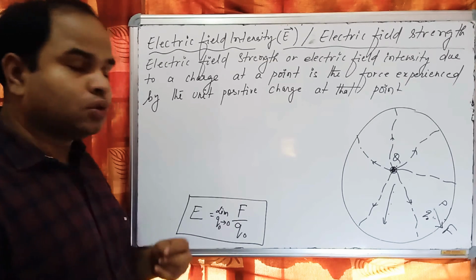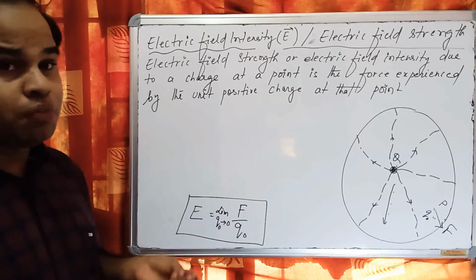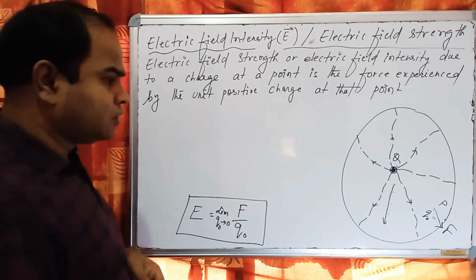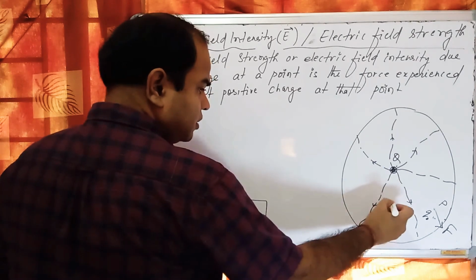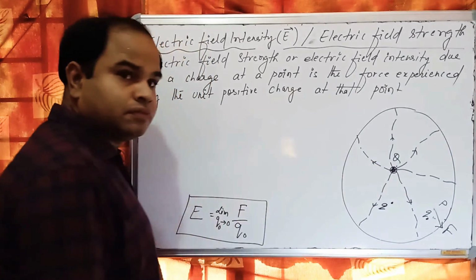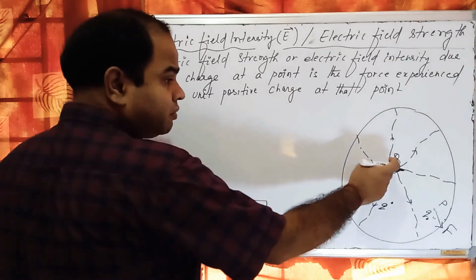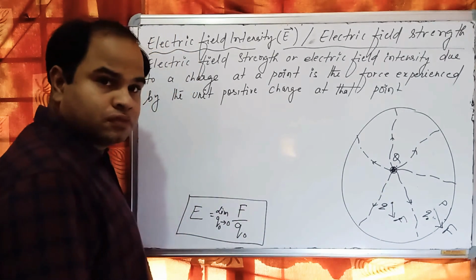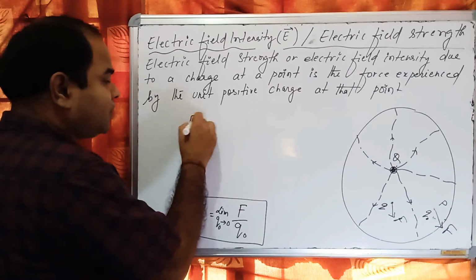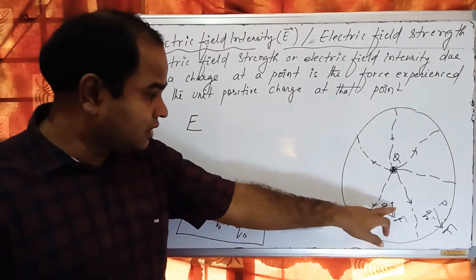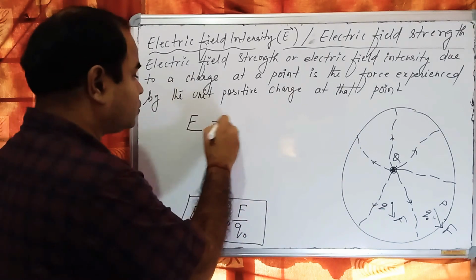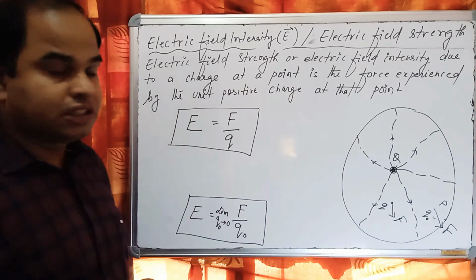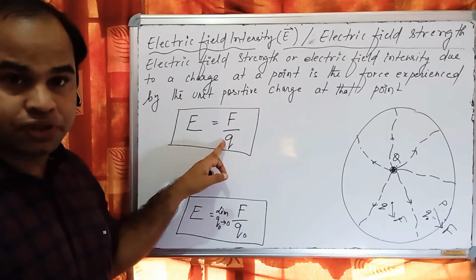Even if we put a unit positive or negative charge, it will also experience a force. Let us put a unit positive charge at this point. The positive charge will be repelled by this charge, so it will experience a force in this direction. So we can also say the electric field strength or electric field intensity at this point is the force experienced by the unit positive charge.